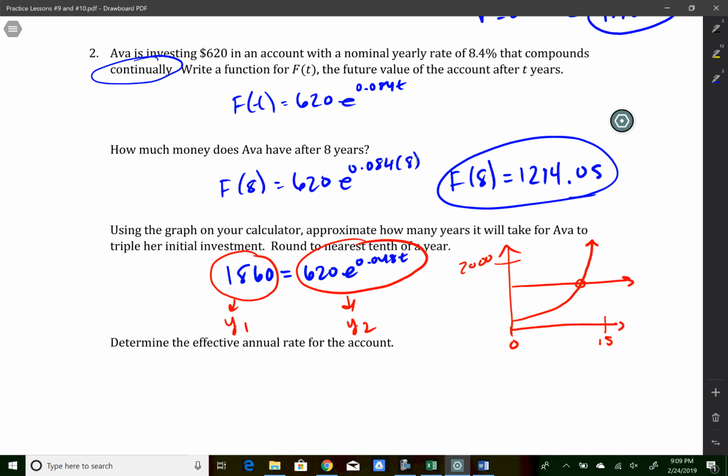And 15 wasn't enough. So bad guess. So go back in the window. Try a different number, like try 20 or 25 or something like that, right? I tried 25 and 25 worked.